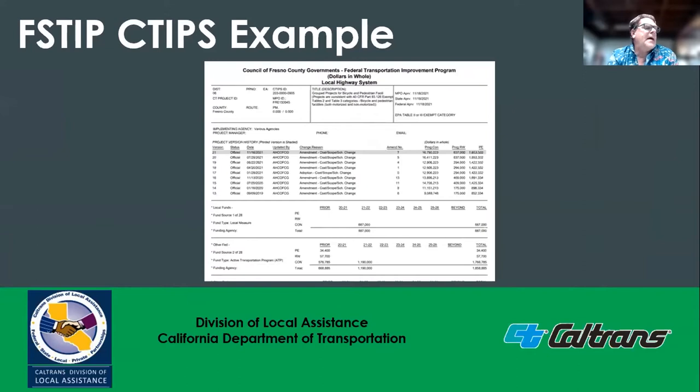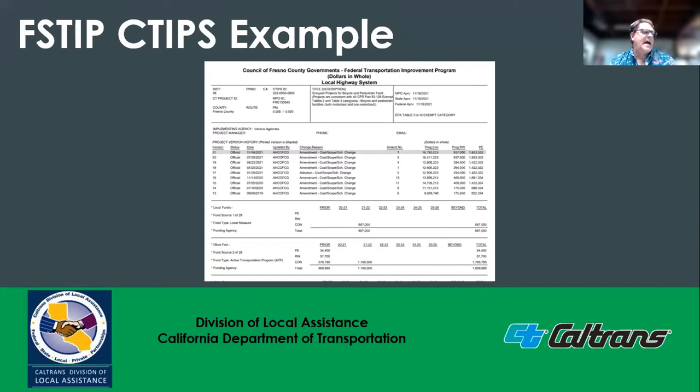This is a sample of FSTIP listing from CTIPS, the California Transportation Improvement Program system, for a group listed project. Many MPOs use CTIPS as their database for managing their FTIPs. Rural counties managed by Caltrans, as I mentioned earlier, use CTIPS. In actuality, all projects are in CTIPS, but using systems like MTC's are preferred because they have designed their systems to meet their needs.